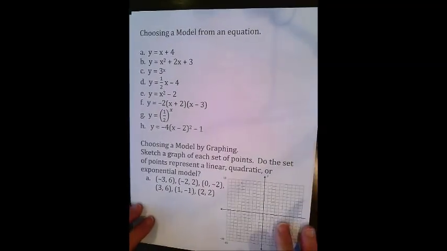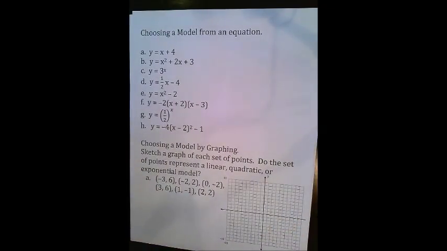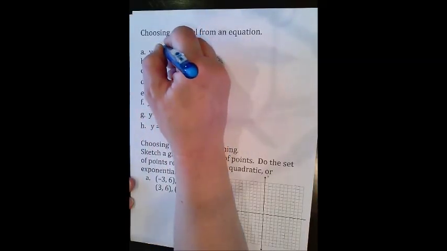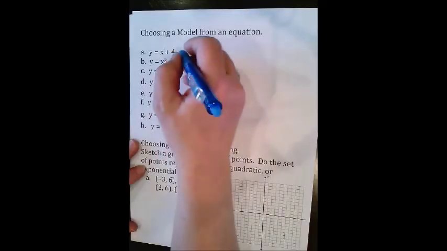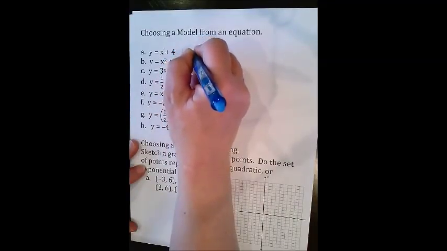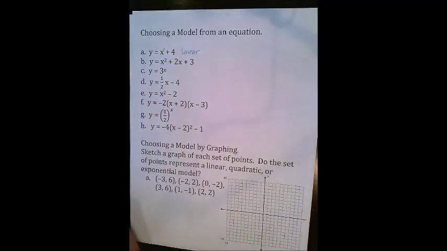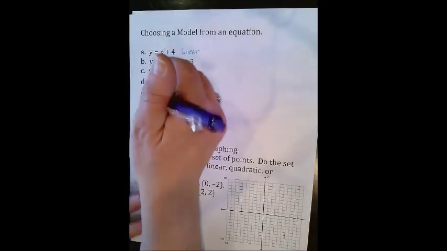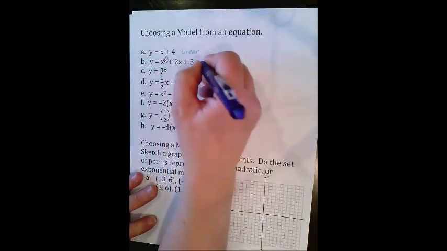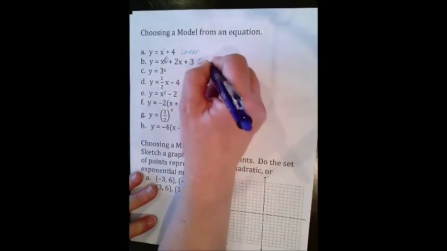So if we look at some equations, and I ask you to choose a model from an equation, the first thing we're going to do is look at the degree. So in A, our degree is 1. A degree of 1, we know that this is a linear model. The next one, I look at the degree is 2. And when it's a degree of 2, I know it's a quadratic function.